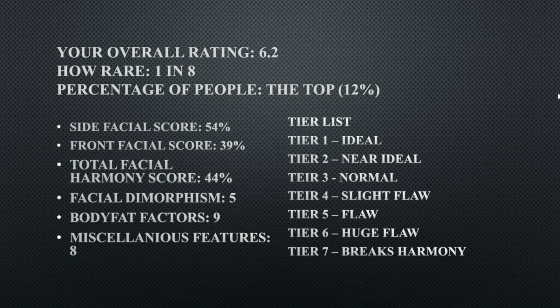Tier list: Tier 1, ideal; Tier 2, near ideal; Tier 3, normal; Tier 4, slight flaw; Tier 5, flaw; Tier 6, huge flaw; Tier 7, breaks harmony.